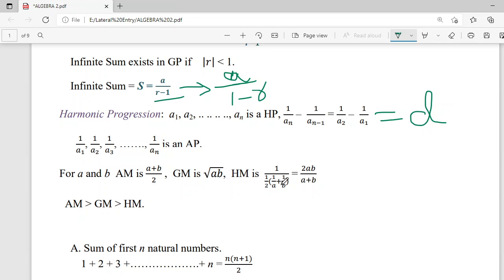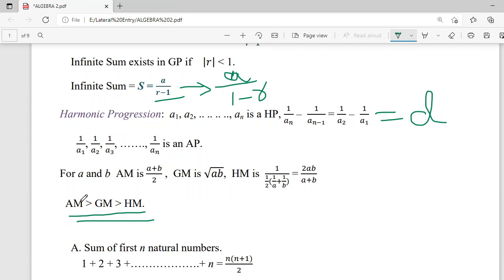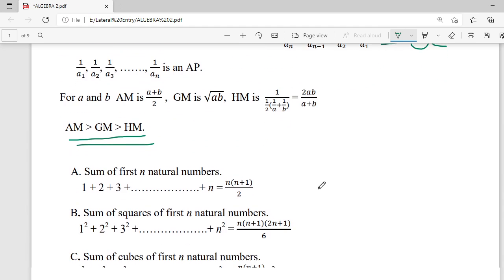Now the means. The arithmetic mean for two values is a plus b by 2. The geometric mean for two values is root over ab, and the harmonic mean is given by 2ab by a plus b. This result you should remember: AM is greater than GM is greater than HM. So this is about harmonic mean.